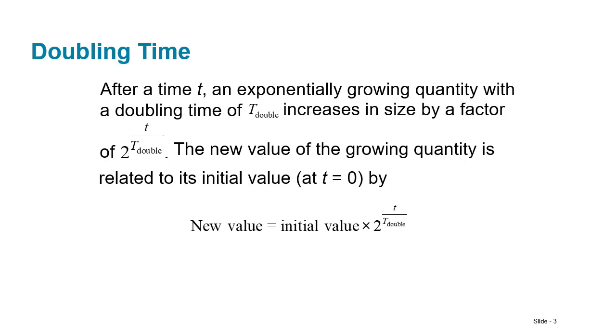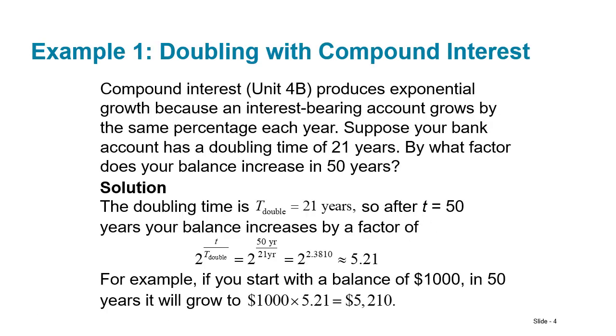After a specific time t, an exponentially growing quantity will reach what we call the doubling time, t double, and it increases in size by a factor of 2. So the new value of the growing quantity is related to its initial value at time t0 by a simple rule: the new value is always the initial value times 2 to the t over t double. So it's basically 2 to this stuff. Let's put some numbers in here so it makes a little more sense.